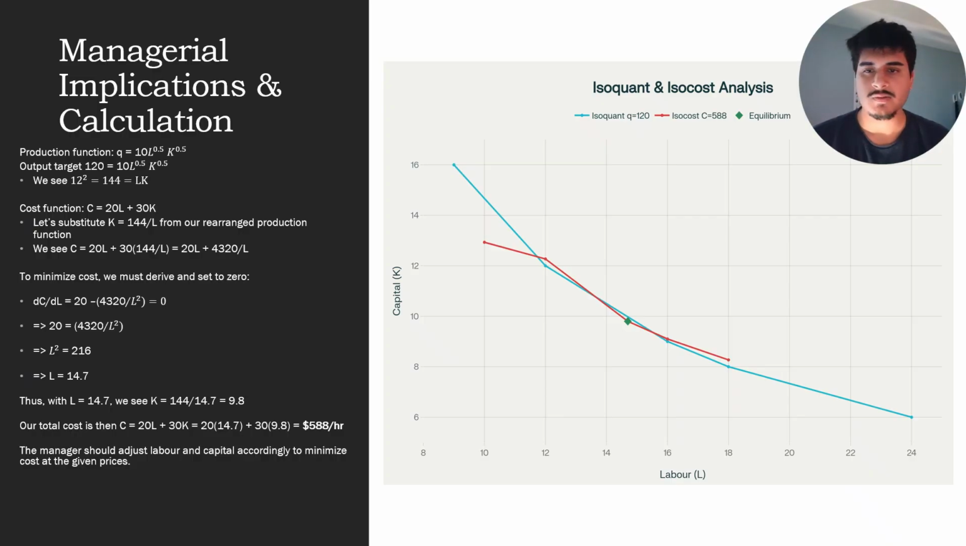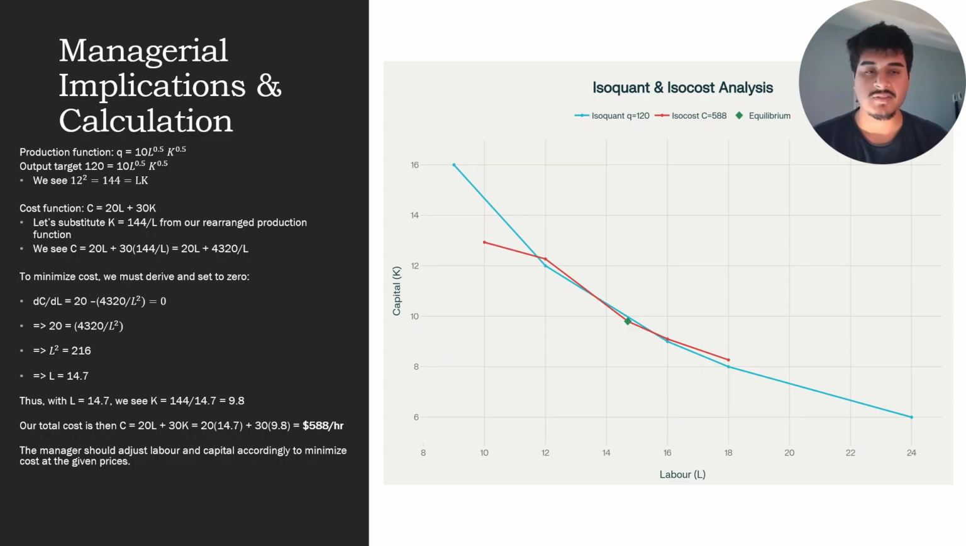Now let's look at a more analytical standpoint with some managerial implications and calculations. Let's take our original production function Q equals 10 times L to the power of 0.5 times K to the power of 0.5, L and K being labor and capital. Let's set our output target to be 120. So 120 equals 10 times L to the power of 0.5 times K to the power of 0.5. Isolating for L and K, we see that 12 squared, which equals 144, equals L times K.